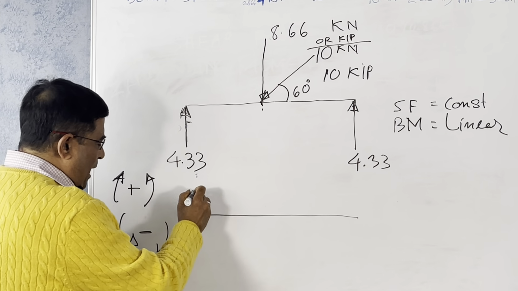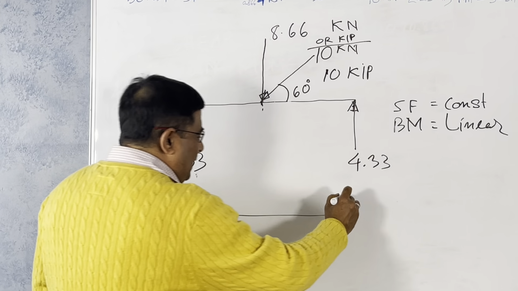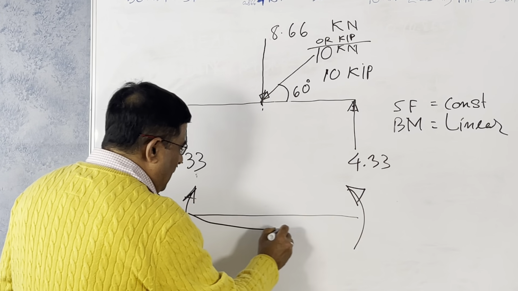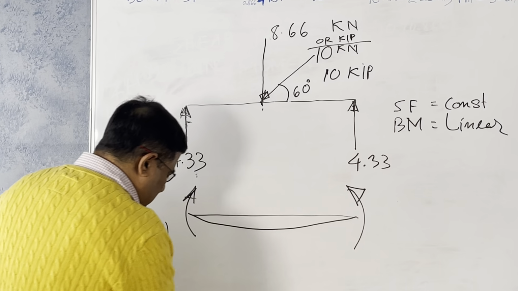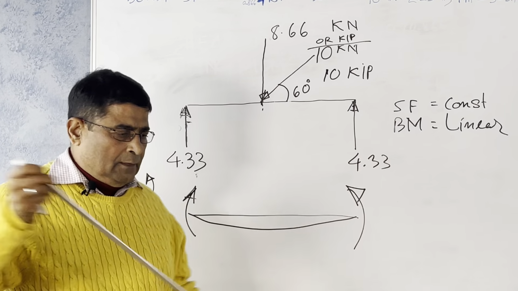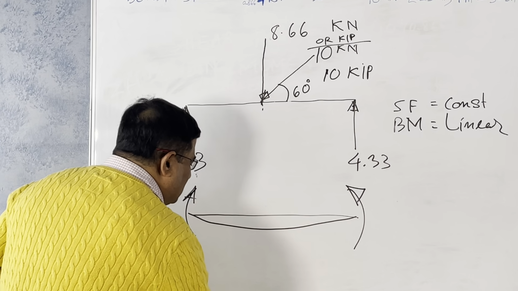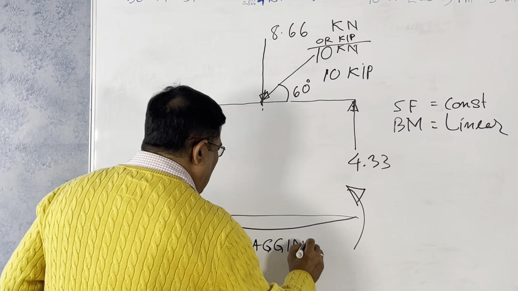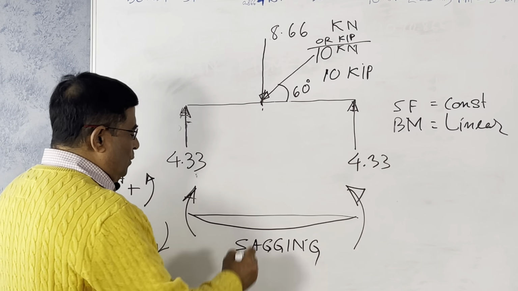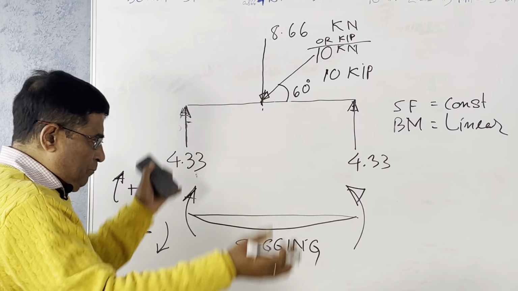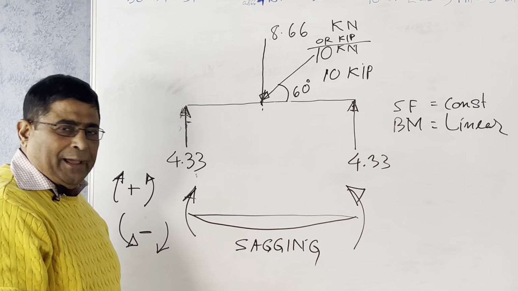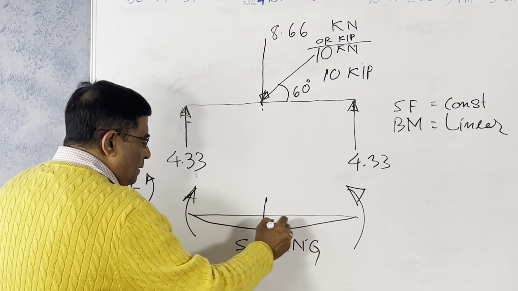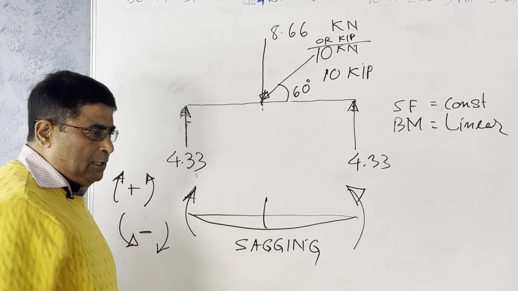Then what happens if you have a moment like that? It will sag, just like this. So this is called sagging moment. Sagging is always positive. It forms like a cup, a concavity upward. You see, this is concave upward. It is always positive.